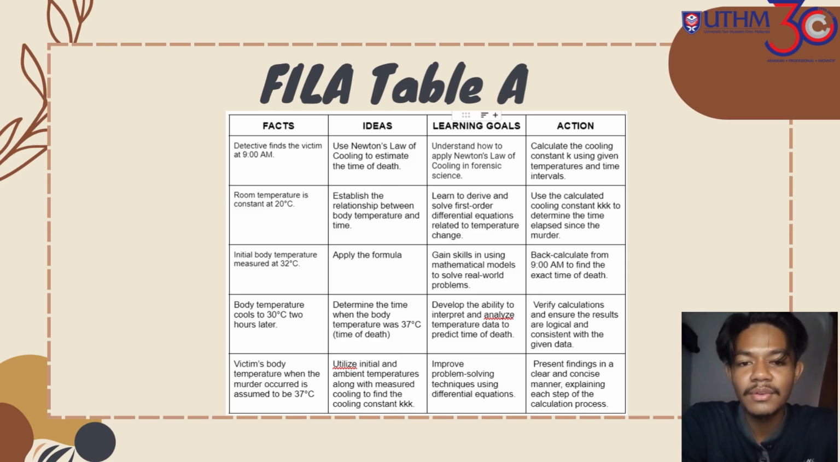And lastly, we have action. First action is that we can calculate the cooling constant K using given temperatures and time intervals. Use the calculated cooling constant, which is K, to determine the time elapsed since the murder. We can back calculate from 9 a.m. to find the exact time of death. We can verify calculation and ensure the results are logical and consistent with the given data. And lastly, we can present findings in a clear and concise manner, explaining each step of the calculation process.